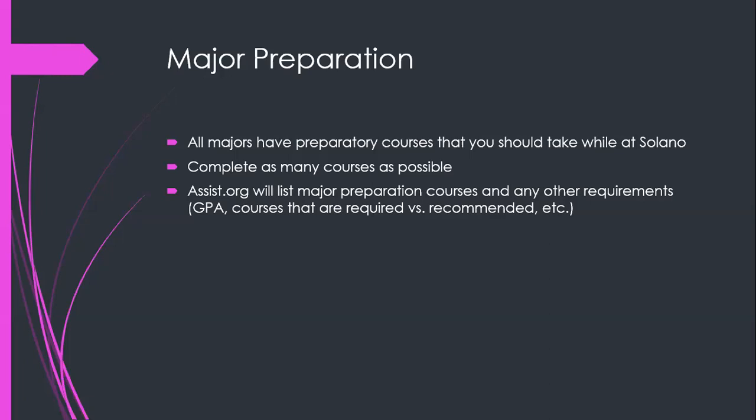Assist.org will list the major preparation courses and any requirements other than the major preparation coursework you need for your major. So that could be GPA, courses that are required versus recommended, which we'll go into in a little more depth in a moment, but you'll want to use assist.org to determine which classes to take. And again, even if the classes aren't required for admission to the major, we strongly recommend that you take most, if not all, of those courses.